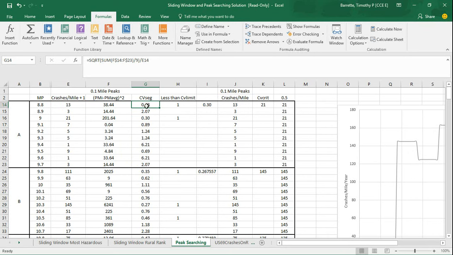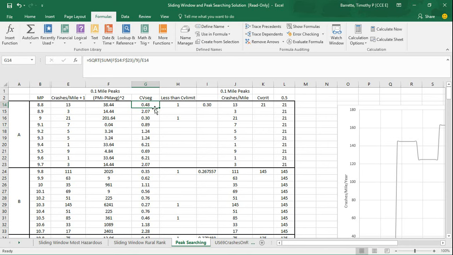Then we're going to compare this value, 0.48, to the critical value of 0.5, and if it's less, we're going to consider this. We know we don't need to perform further analysis on this segment, and we can use this value and compare it against the other coefficients of variation for the segment, and then we'll determine which one is the lowest, and we'll use that.